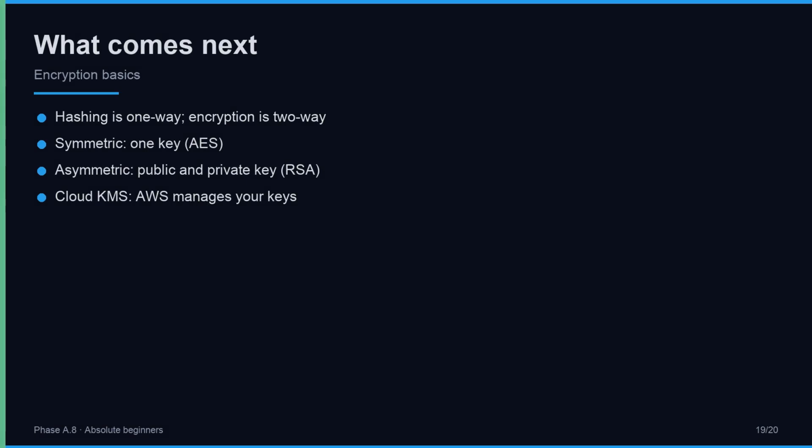Next we step back and meet encryption. Where hashing is one way, you cannot recover the input, encryption is two-way: you encrypt with a key and you decrypt with a key to get the original back. We meet symmetric encryption with one shared key, asymmetric with a public-private pair, encryption at rest versus in transit, and the cloud service that manages keys for you. Hashing and encryption together cover almost all of everyday security.